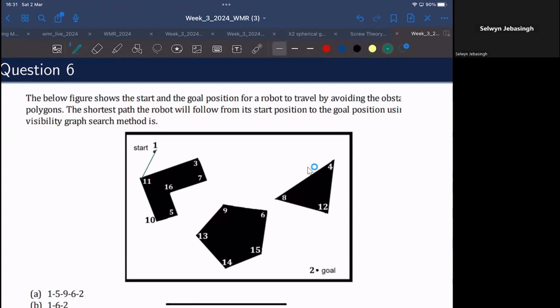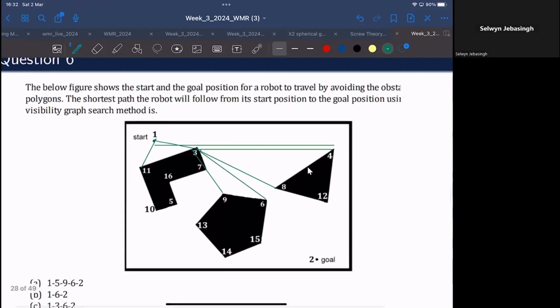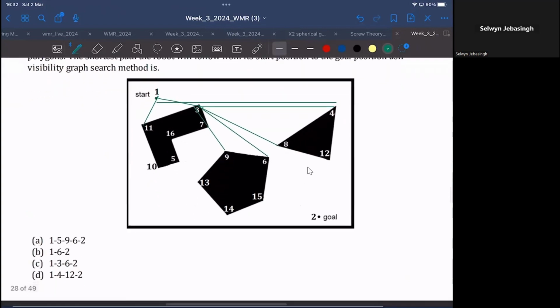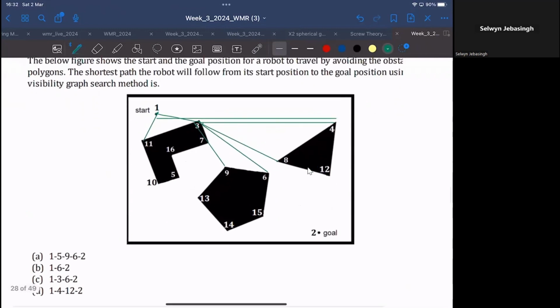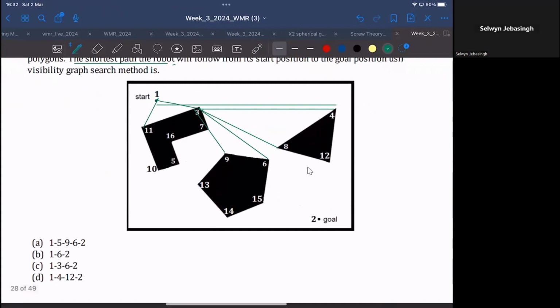For example, this is one point. These points can see each other. Vertex 1 and 4 can see each other. Vertex 3 and 8 can see each other. Vertex 3 and 4 can see each other. Then 3 and 6 can see each other. 3 and 9 can see each other. So on and so forth. And we don't have to complete it entirely, but based on intuition, it only asks you to find the shortest path the robot will follow.